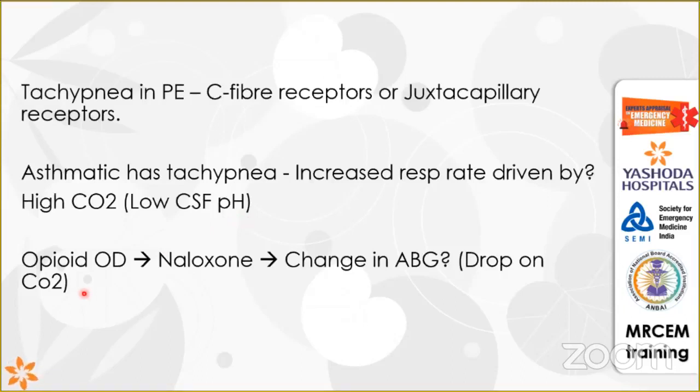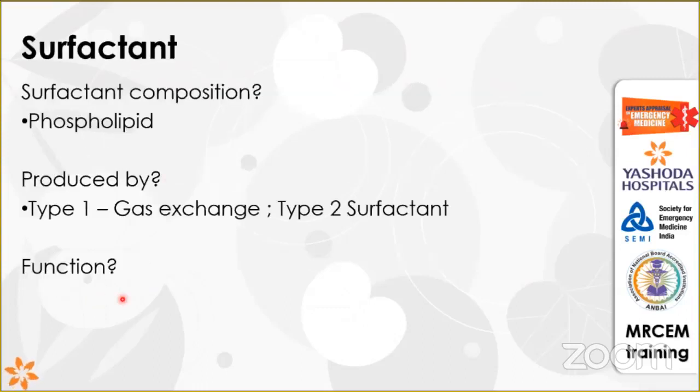Surfactant, another important one. They will ask either composition, that is phospholipid, produced by type 2 pneumocytes. Type 1 pneumocytes are for gas exchange. Type 2 pneumocytes produce the surfactant. The function of surfactant is to reduce the surface tension. So the question scenario might be different. A premature baby got delivered in your ED. So surfactant is deficient. How does it function? So the function is it reduces surface tension.